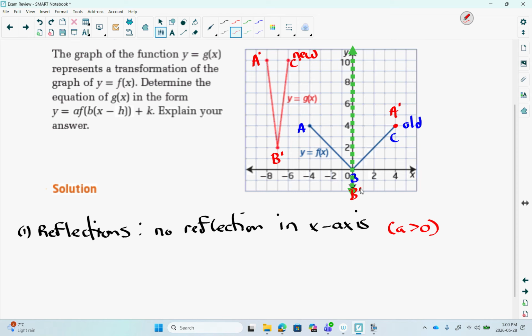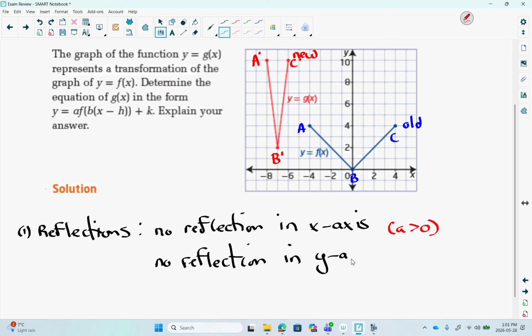B prime wouldn't change, 0, 0. If you multiply a 0 by a -1, it's still 0. And this point right here, C, 4, 4, would become -4, 4. Now look, does my new curve go C prime, B prime, A prime? No, it's still A prime, B prime, C prime. So once again, that would mean that there is no reflection in the y-axis. So in this particular question, there were no reflections at all.